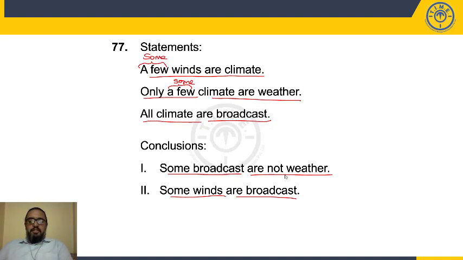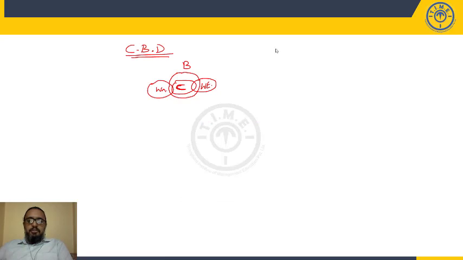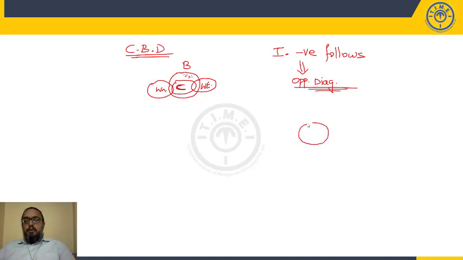So the first one, some broadcast are not weather. So it's a negative conclusion. Yes, see, these are some of my broadcast which are not weather. So a negative conclusion follows. So when a negative conclusion follows, we go with the opposite diagram. And the opposite for some broadcast are not weather is all the broadcast are weather. Now we redraw the statement.